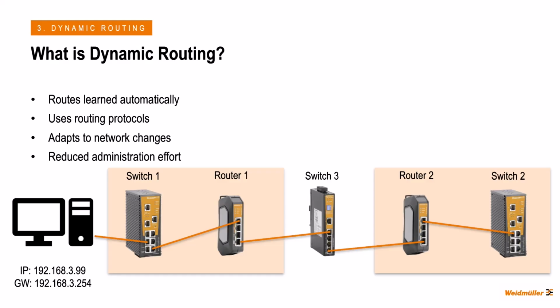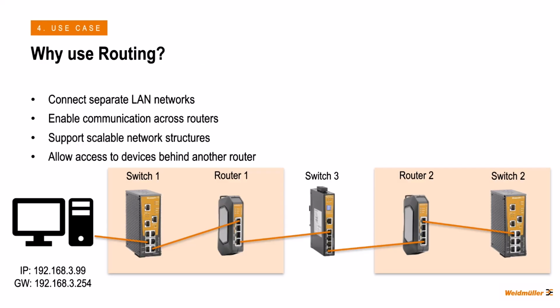Dynamic routing automatically exchanges routing information between routers. Instead of manually creating routes, the routers learn available networks from each other. In this example, OSPF is used to establish routing information automatically. Routing is required whenever devices are located in different networks. It allows a router to determine the correct path to a destination network and forward traffic accordingly. Without routing, devices could only communicate within their own local network.